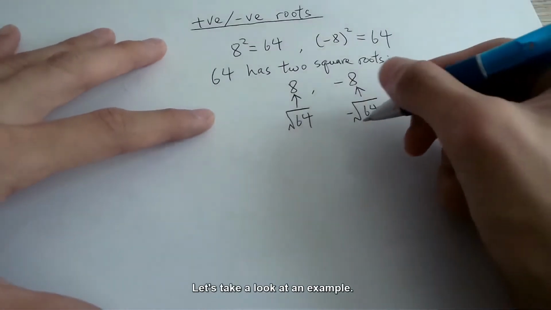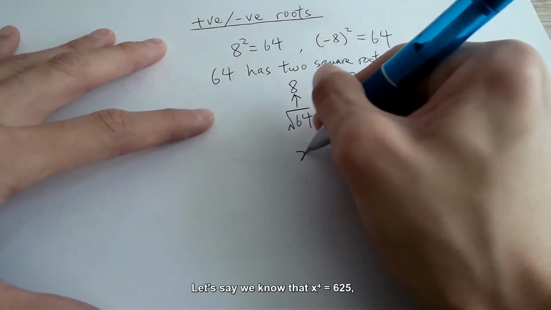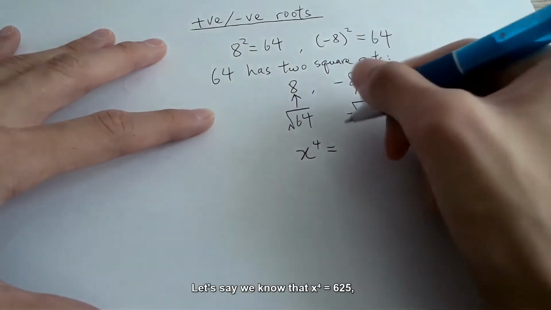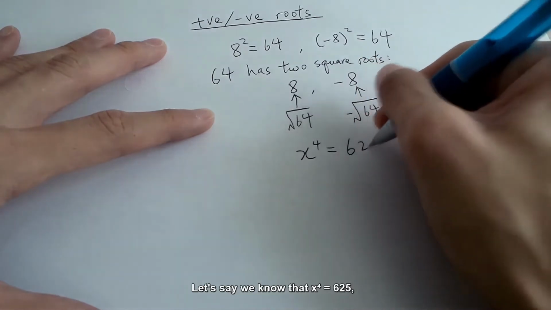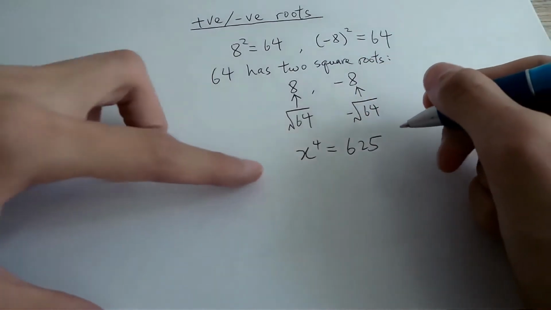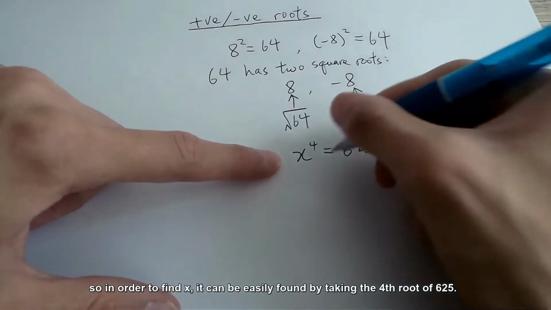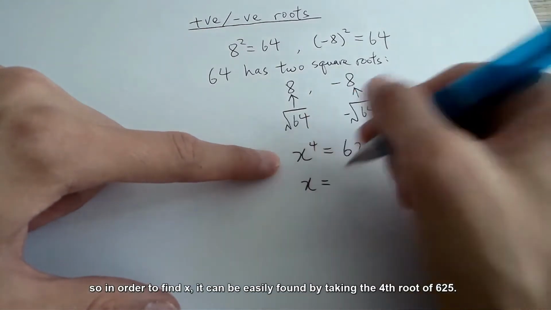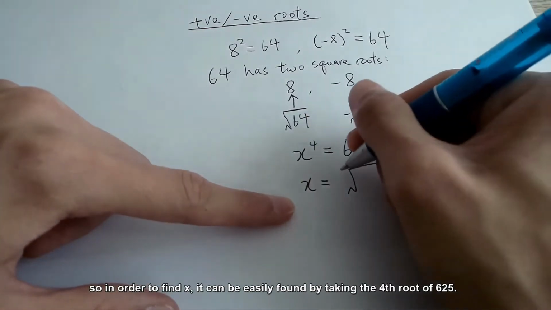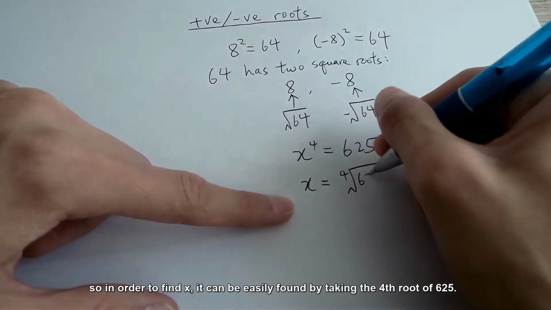Let's take a look at an example. Let's say we know that x to the power 4 is equal to 625. So in order to find out x, it can be easily found by taking the fourth root of 625.